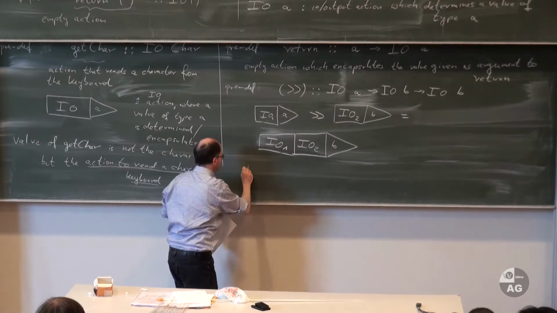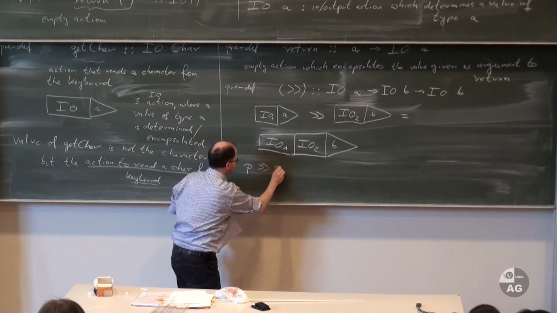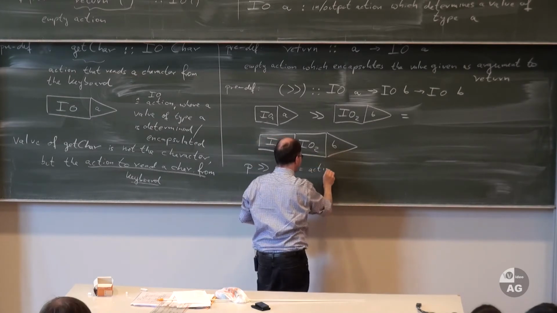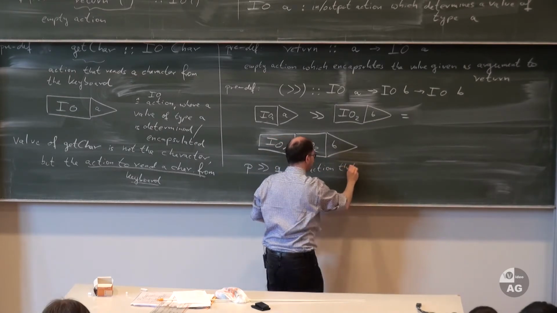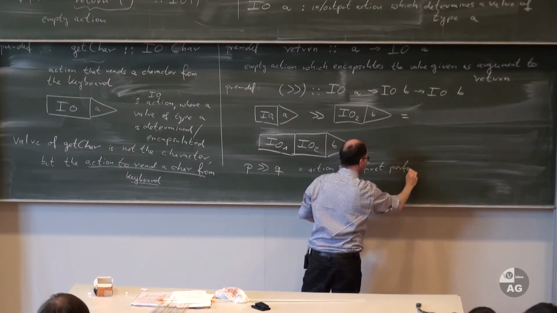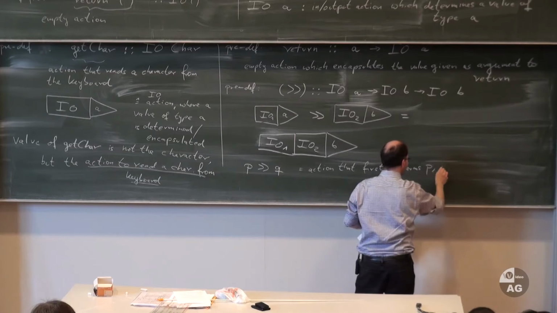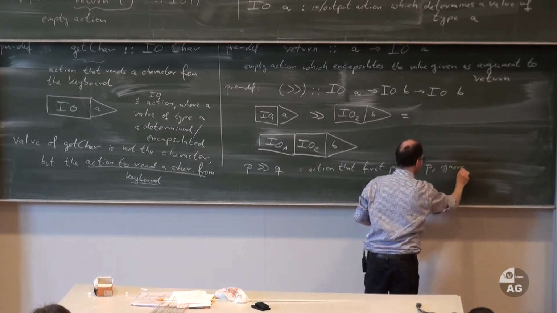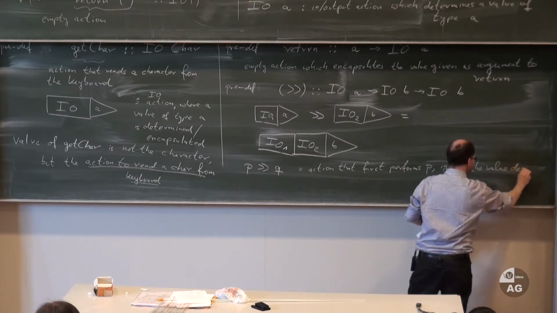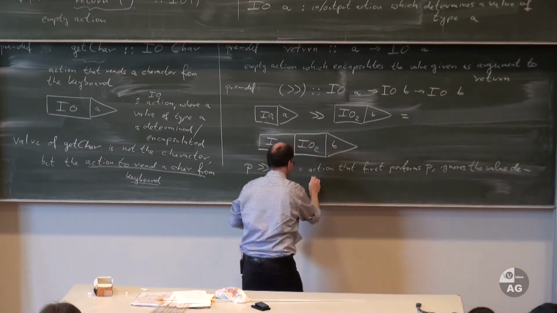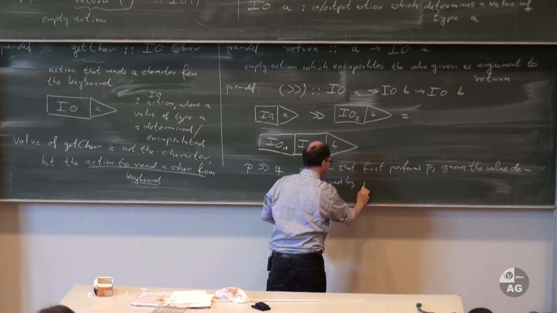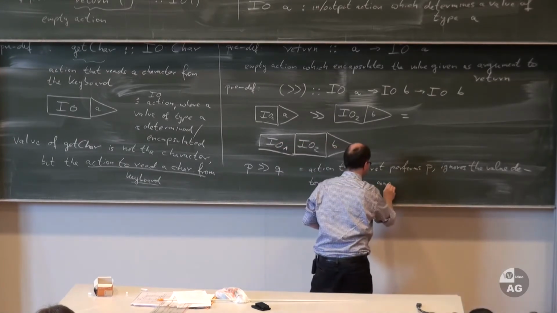So in other words, if you have one action P and you have another action Q, then the result is the action that first performs P, ignores the value determined by P, and then performs Q.